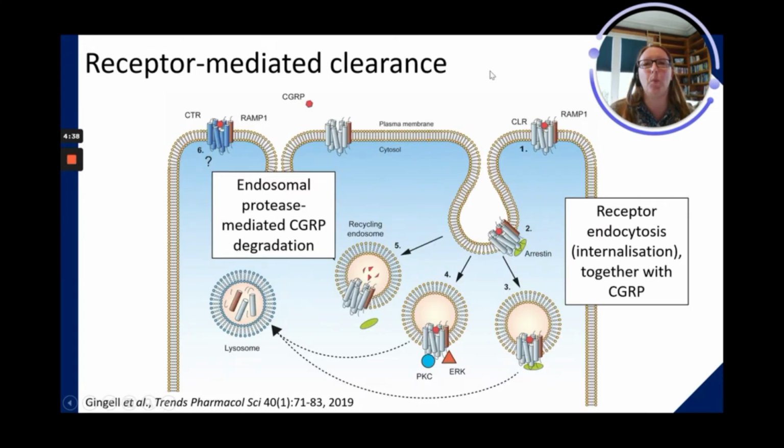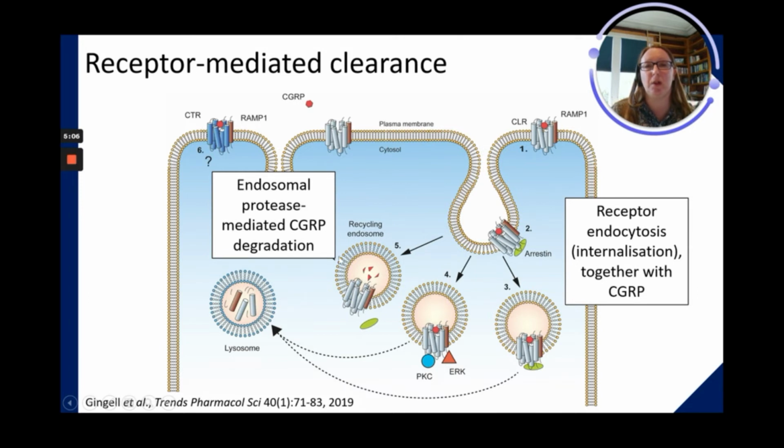Receptor-mediated clearance, we don't know exactly how much of this is at play in the case of CGRP, but we do know that this does occur in that CGRP binds to its receptor, and once that receptor has been activated, the receptor is endocytosed or internalized. The CGRP that is bound to the receptor then becomes degraded by endosomal protease-mediated degradation.